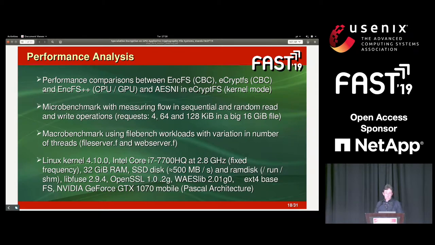Now, for performance analysis, we have compared this with EncFS and eCryptFS in CBC mode and with CPU. EncFS++ works with CPU and GPU, as the XOR operation is done in the CPU. We also have compared this with AES-NI with eCryptFS in kernel mode. From micro benchmarks, we have measured a not so huge, 16 gigabyte file, with requests of 4, 64 and 128 kilobytes. For macro benchmarks, we have used a synthetic workload of FileBench with a file server and a web server.